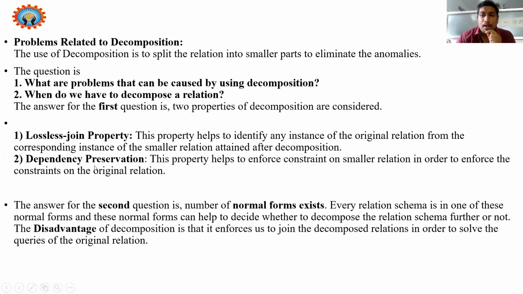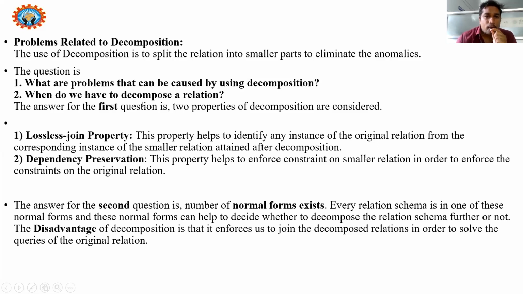Simply, we can say that the lossless join property is based upon attributes, which one is dependent on another, and dependency preservation is a property of enforcing constraints. One is functional dependency and the second one is enforcing integrity constraints. I think you understand. So the problems that can be caused by decomposition are based upon two properties called lossless join and dependency preservation.